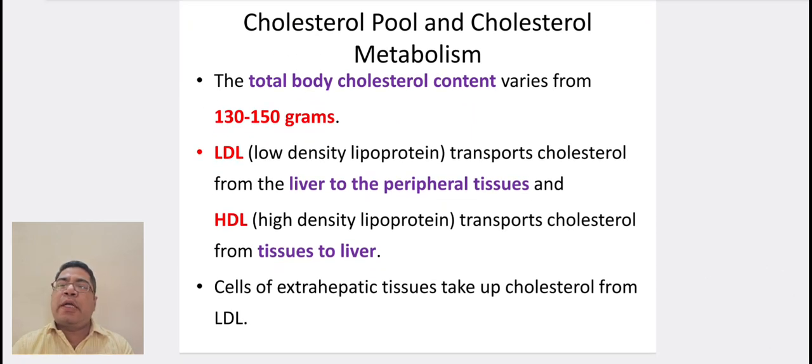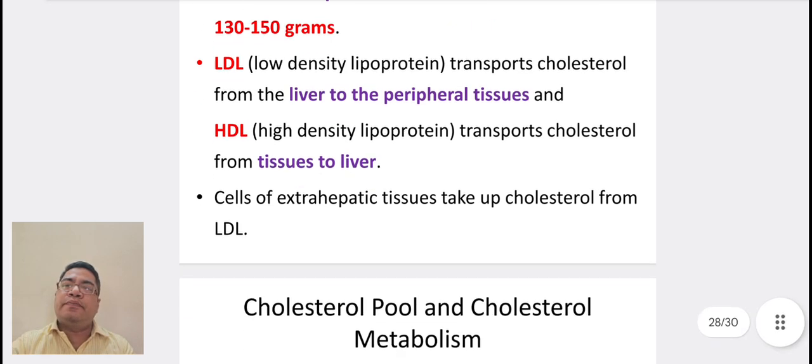Coming to cholesterol pool and cholesterol metabolism. The total body cholesterol content varies from 130 to 150 grams. LDL transports cholesterol from liver to the peripheral tissues, whereas HDL transports cholesterol from the tissues to the liver. Cells of extrahepatic tissues take up cholesterol from LDL.